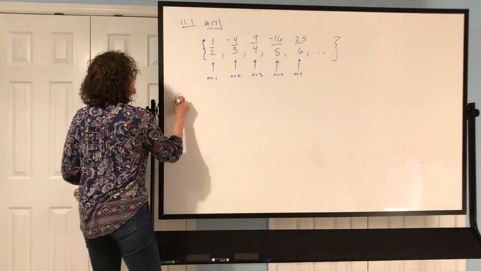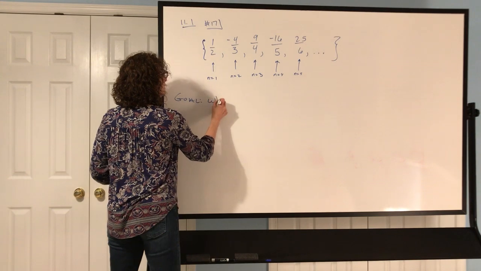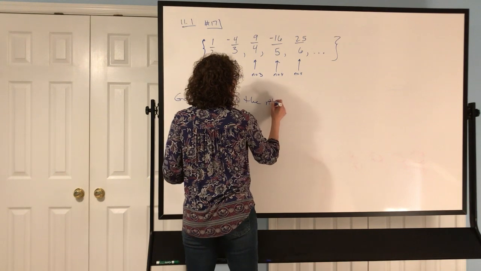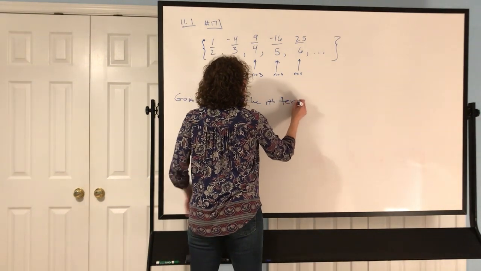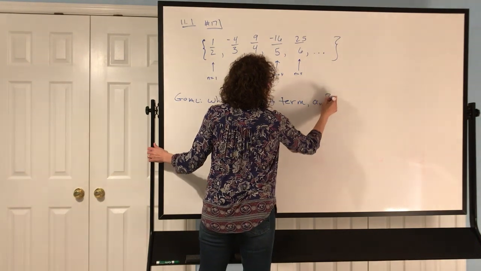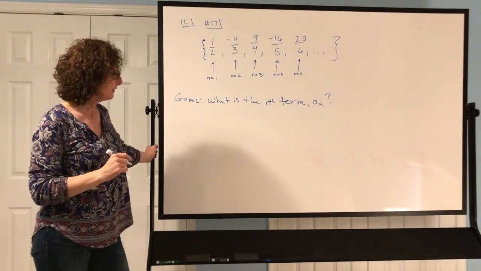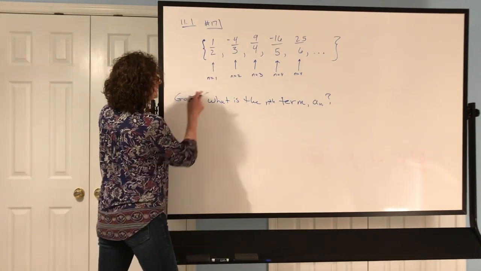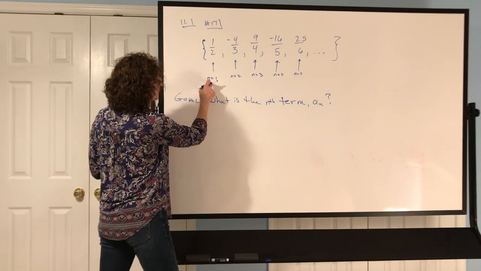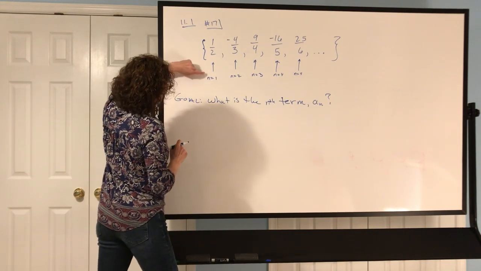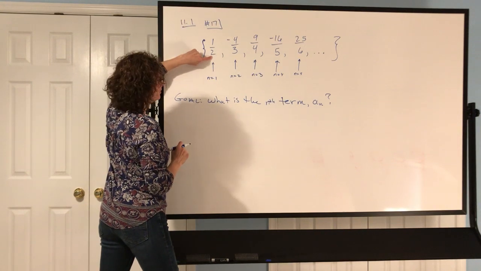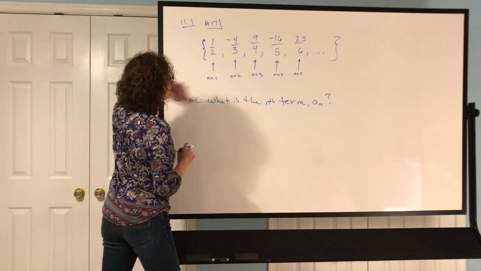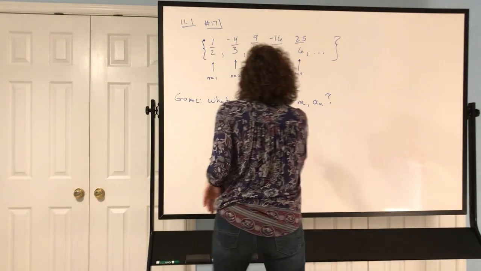So our goal is, what is the nth term, also known as a sub n, of this sequence? What I see in the denominator is that when n is 1, this denominator is 2. When n is 2, this denominator is 3. When n is 3, this denominator is 4, right?